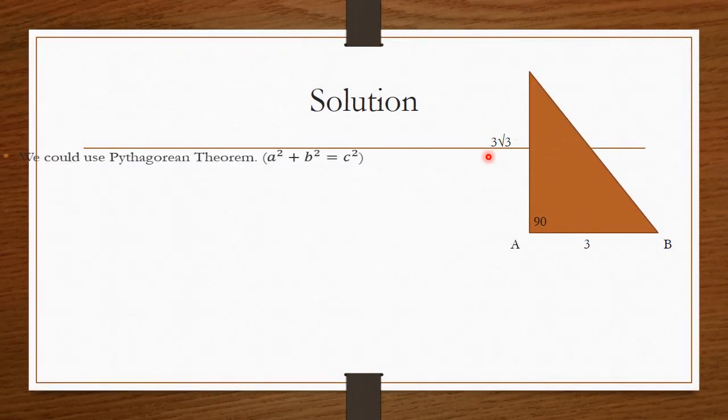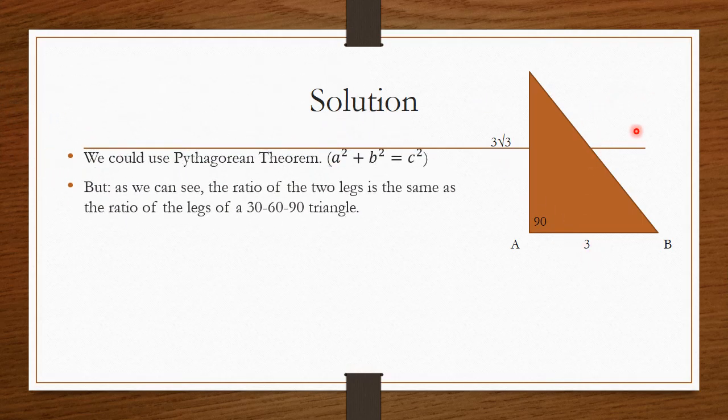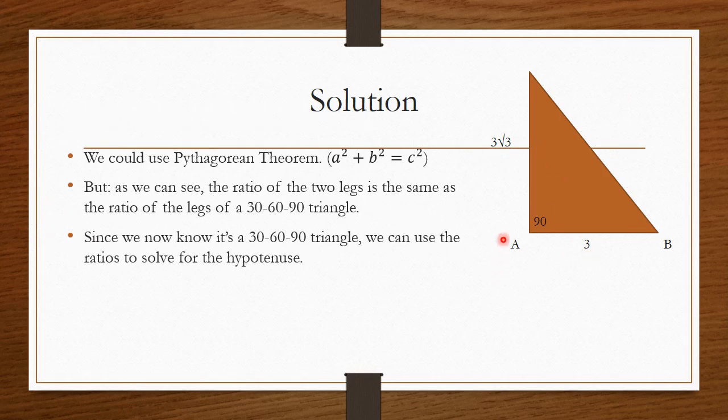We could use the Pythagorean theorem. We just square this, square this, add them together, and take the square root. But since they make a 30, 60, 90 degree triangle, we can use this ratio.